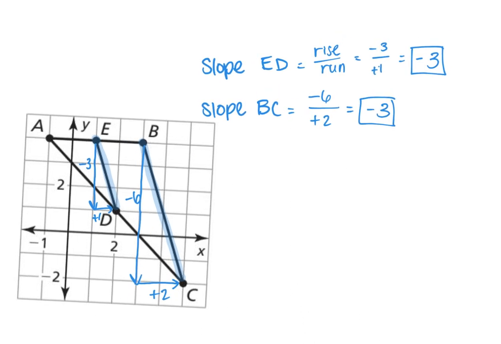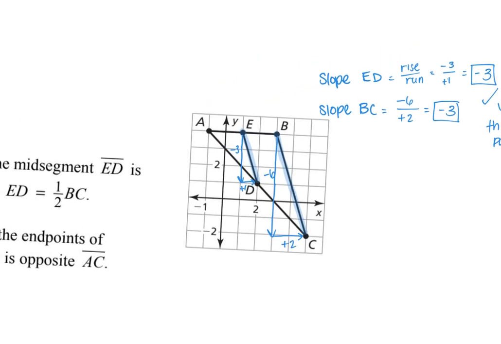Do they have the same slope? Yeah. So we write, yes, they are parallel. Perfect. Yeah, so that was the first part of number 1.